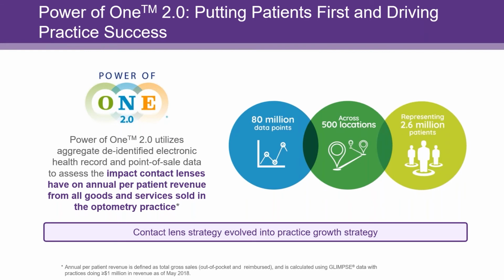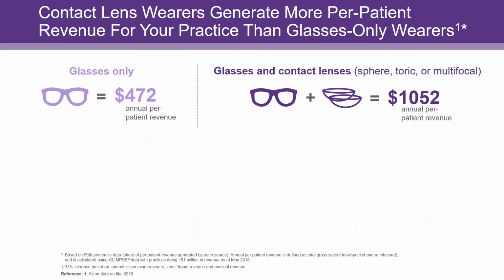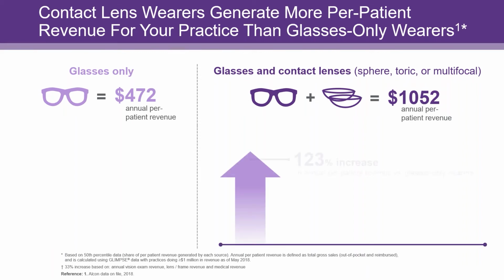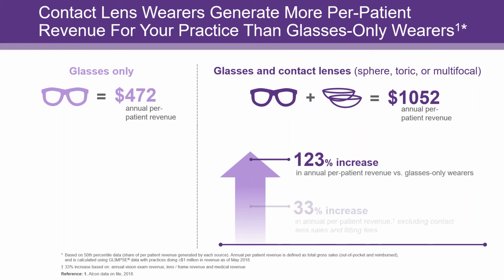So if you look at this, and the studies that they did, if you have a patient who just wears glasses, you can expect $472 in annual per patient revenue. If you have a patient with glasses and contact lenses, that bumps up to $1,052. Remarkable. So it's a big jump, and that's for sphere, toric or multifocal. So 123% increase versus glasses only wearers, and an increase in per patient revenue, even excluding contact lens sales and fitting fees, right? So you're seeing an overall increase as well.